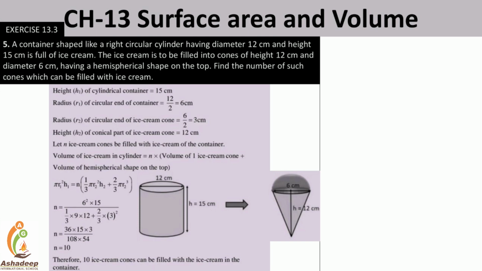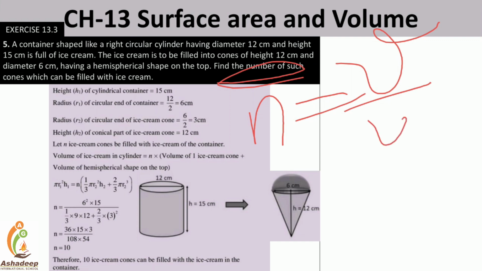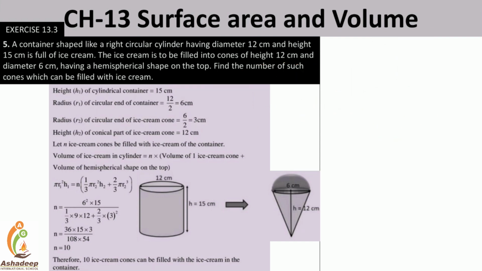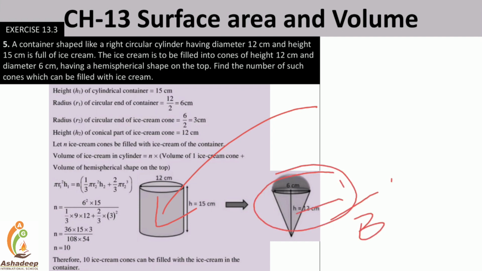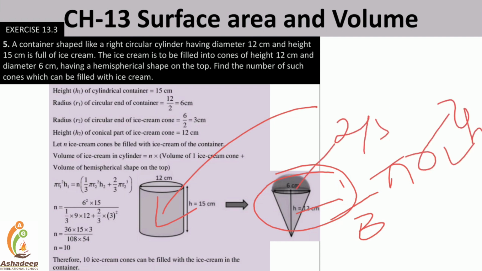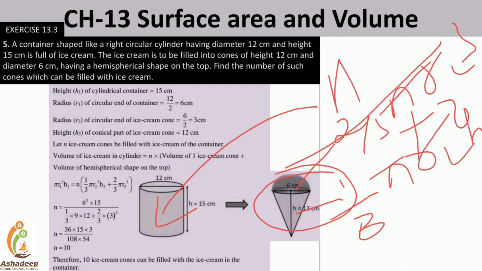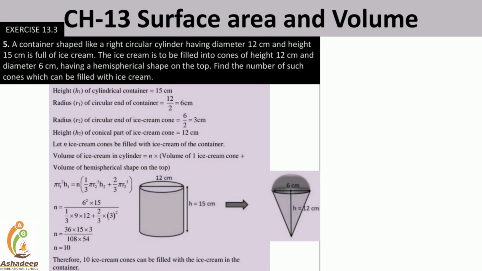So the concept is we need to find out the number of cones. If we have to deal with the number, we have to put the bigger volume upon the smaller volume, right? So bigger is always the cylindrical part, and this is the smaller, which is nothing but 1/3 pi r2 square h2, and this is 2/3 pi r2 cube, and we need to add both of these, and that is going to be divided by pi r1 square h1, right? Okay, now let's move on to the next sum.